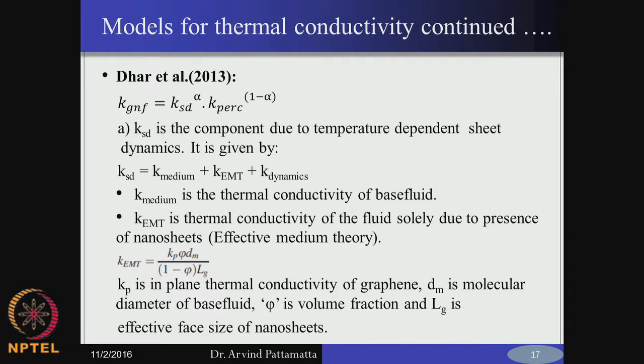If you put phi equal to 0 here, this part will be 0, and phi tending to 1. Phi can never be directly equal to 1, but for phi tending to 1, the ratio of dm by Lg will be approaching 1, because dm is nothing but the molecular diameter of the base fluid, which is of the order of close to angstrom. Whereas Lg is the phase size of the nano sheets.